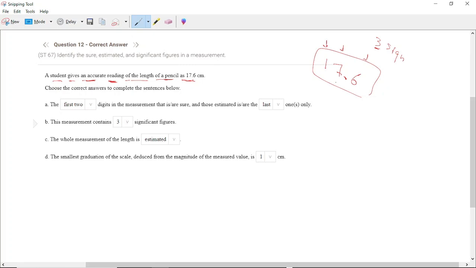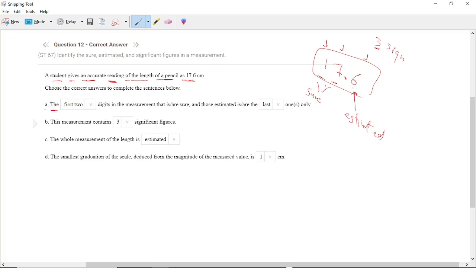Okay, where are the sure digits? The sure digits are 1 and 7. So I have sure digits. Where is the estimated? It will be the last digit, which is 6. This is estimated, right?